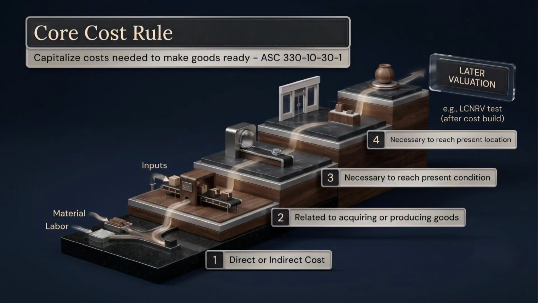The core cost rule is that inventory should include costs needed to make goods ready for their intended use or sale. A cost may be direct, such as materials traceable to a unit, or indirect, such as production overhead allocated across units. But the cost must relate to acquiring or producing the goods, and it must be necessary to bring the goods to their present condition and location. This is the foundation before any valuation test is applied later in the series. Build the cost correctly first, then later ask whether that cost is still recoverable.